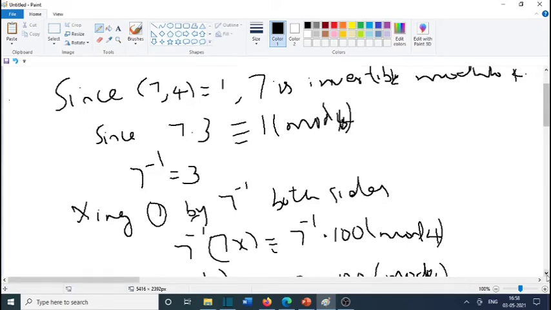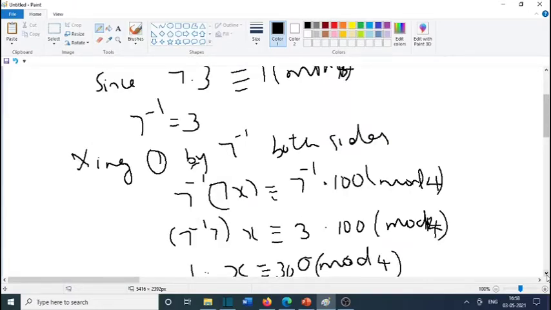Now multiply equation 1 by 7 inverse on both sides. So that is 7 inverse into 7x congruent to 7 inverse into 100 mod 4.